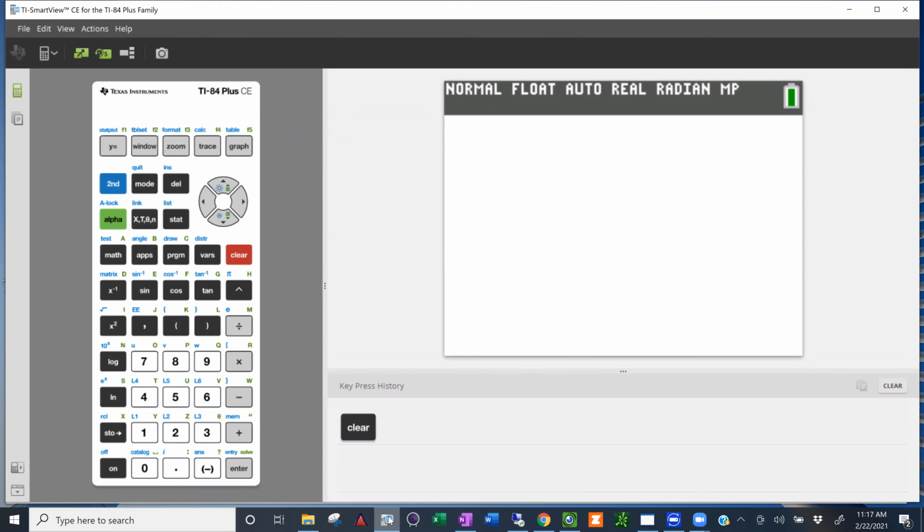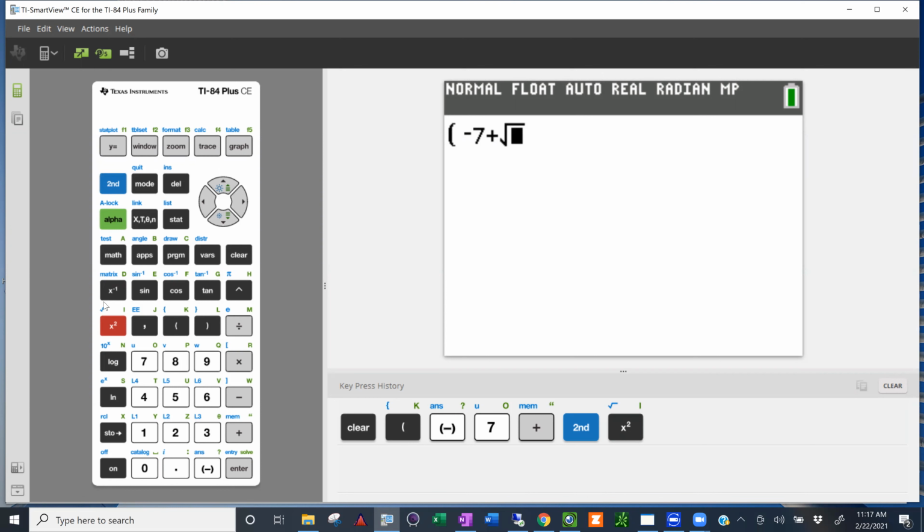If you're going to do this on the graphing calculator, then one way to do it is kind of like what we did with Desmos. Start with a left parenthesis and then do -7 plus the square root. So second, and then the x squared key gives you the square root. Notice the square root's in blue. And the second button gives you those blue functions. Now you've got to hit the right arrow to get out from underneath the square root. And then divide by 18.